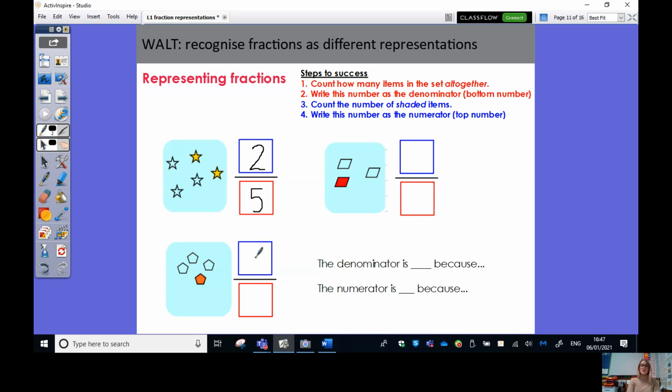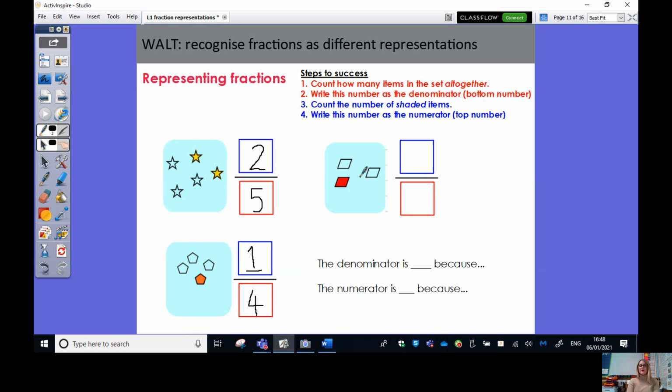Okay, let's do the next one. So first thing I need to do is count how many altogether. Can you count how many there are? There are 4. Does this need to go on the numerator or denominator? Hopefully you are saying it needs to go on the denominator. So now which number do we think is going to go on top? It's going to be 1. Good. So the numerator is 1 because there is 1 shaded shape.